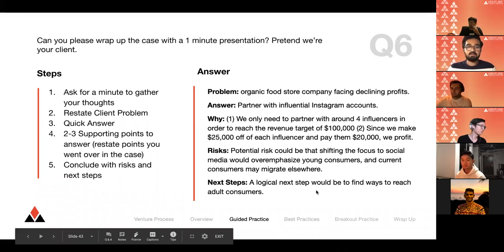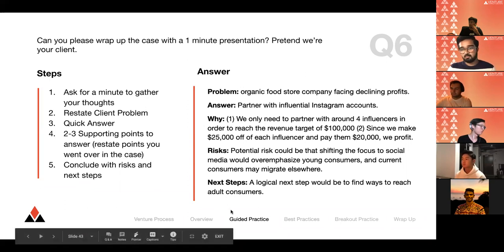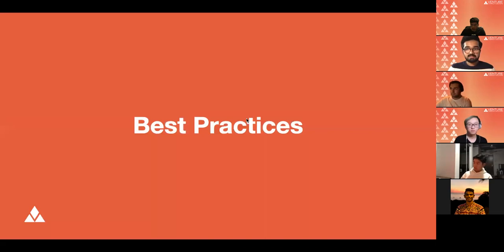So again, this is very formulaic, and whenever you present it, it shouldn't take more than a minute. That's usually a good rule of thumb. And again, literally it's just reading this down, which is why taking a minute to gather your thoughts is really important. So with that, that wraps up this guided practice.